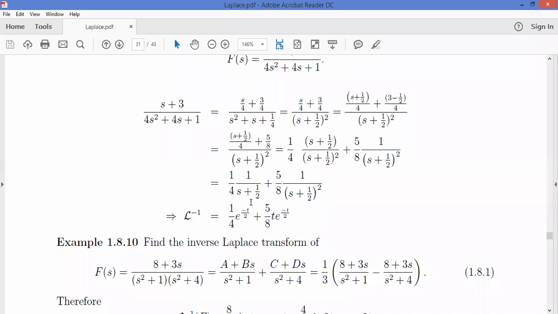Then you realize that this one here is the same as e to the minus a half t, and then the 1 over s plus a half squared, this is the same as t e to the minus half t. And that is the answer. There are no questions there.